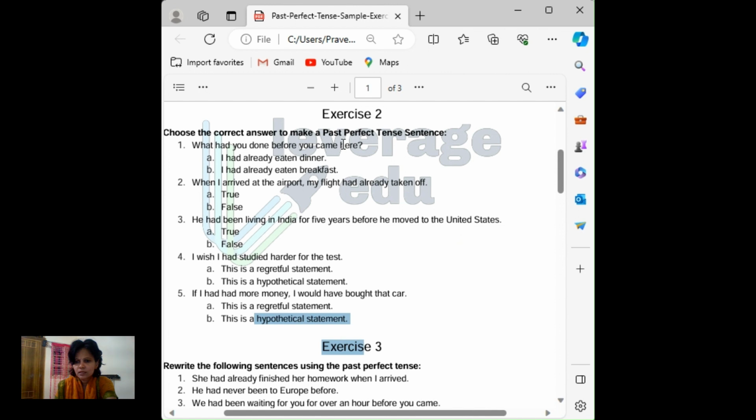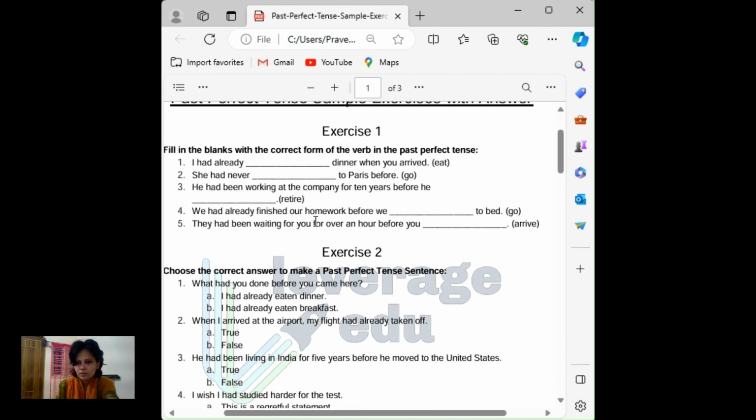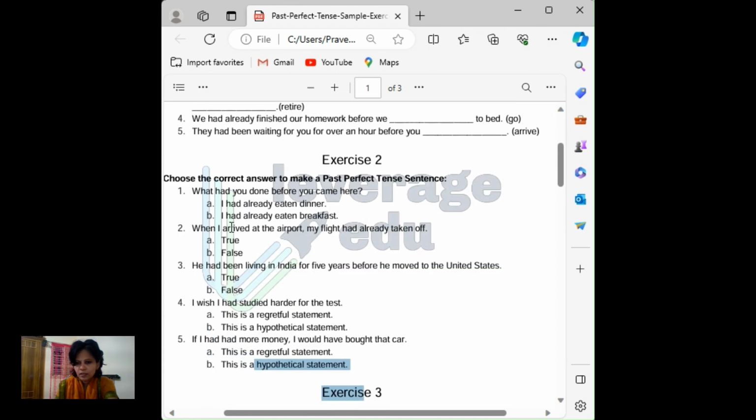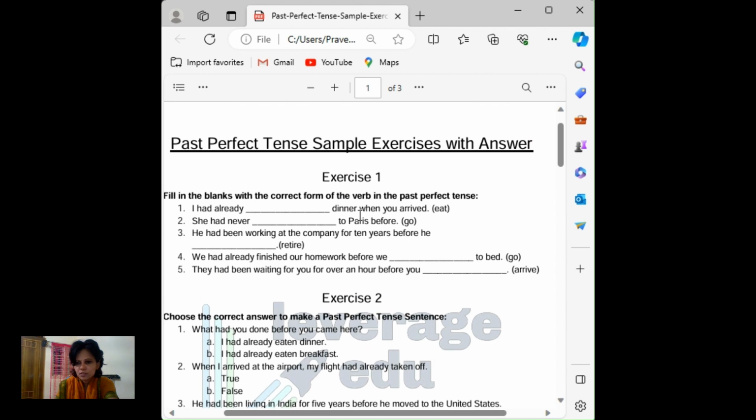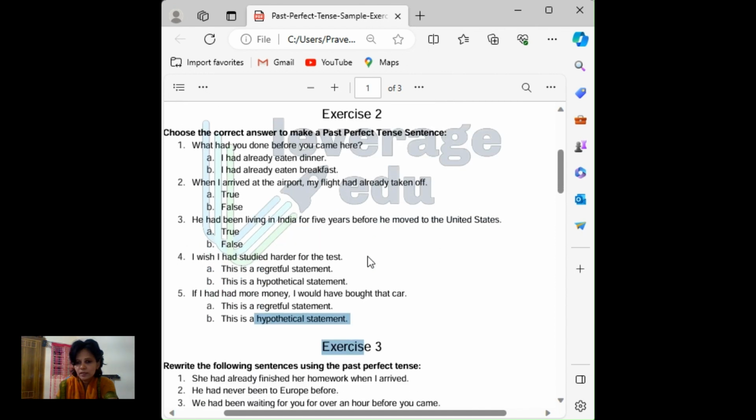And choose the correct answer to make a past perfect tense sentence. What had you done before you came here? Like, what had you done before you came here? Like I had already eaten dinner. Before this person came, they had eaten their dinner before you came here. This one: I had already eaten dinner.